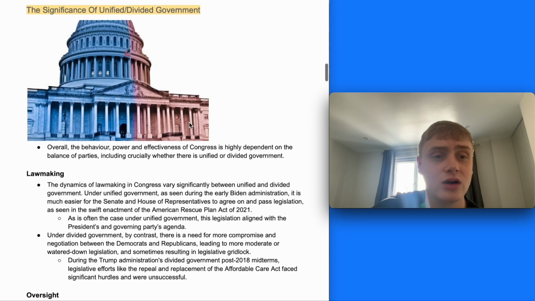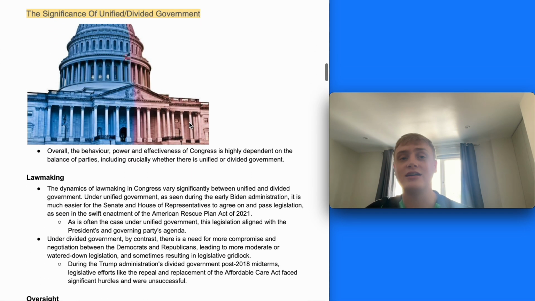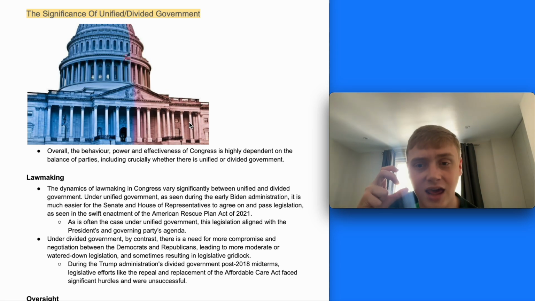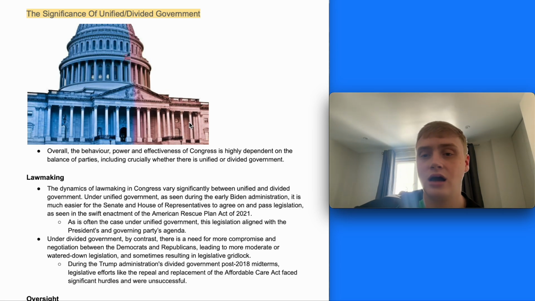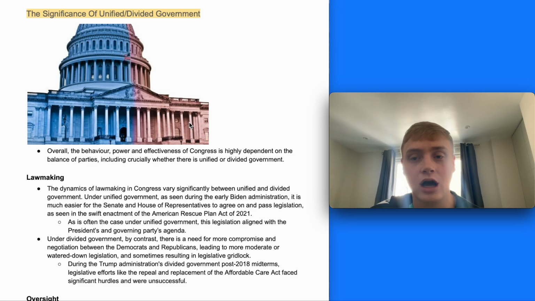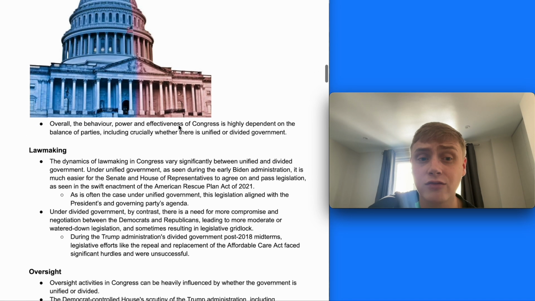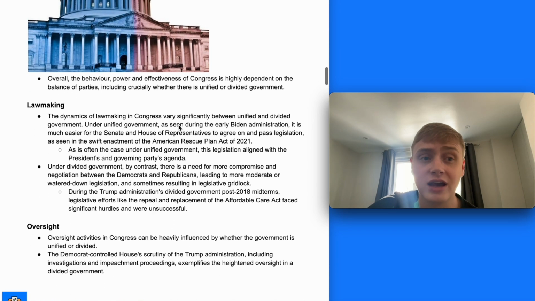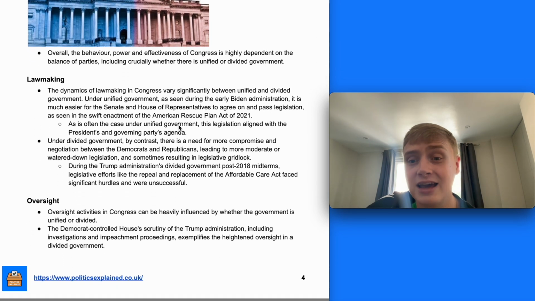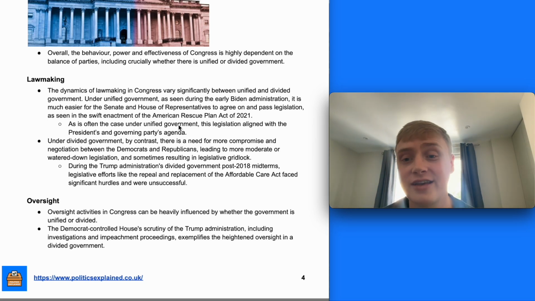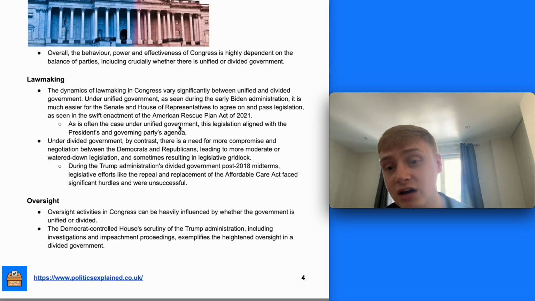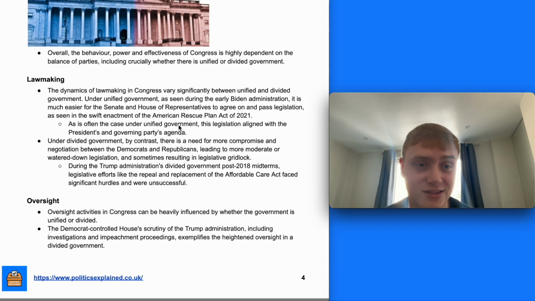Okay. What I'll have a quick look at now is the significance of unified and divided government. I've included this because I think it's really important to understanding how the power of Congress varies in particular situations. So the power of Congress and its effectiveness in carrying out its roles is highly dependent on the balance of parties, in particular whether there's unified or divided government. Unified government is when both houses of Congress are of the same party as the presidency, whereas divided government is when one or both of them are from a different party to the presidency.